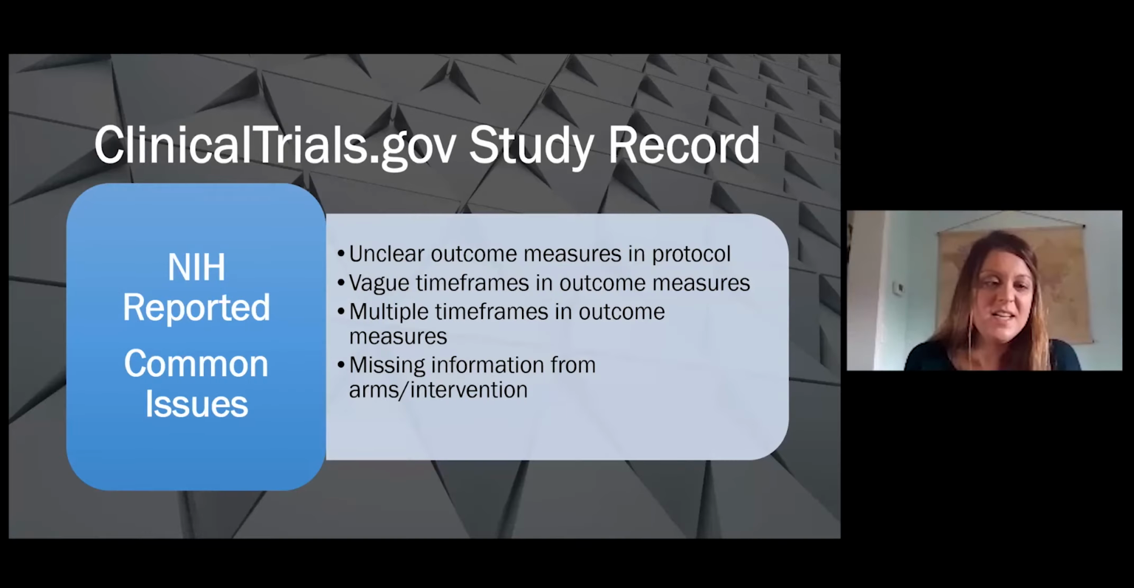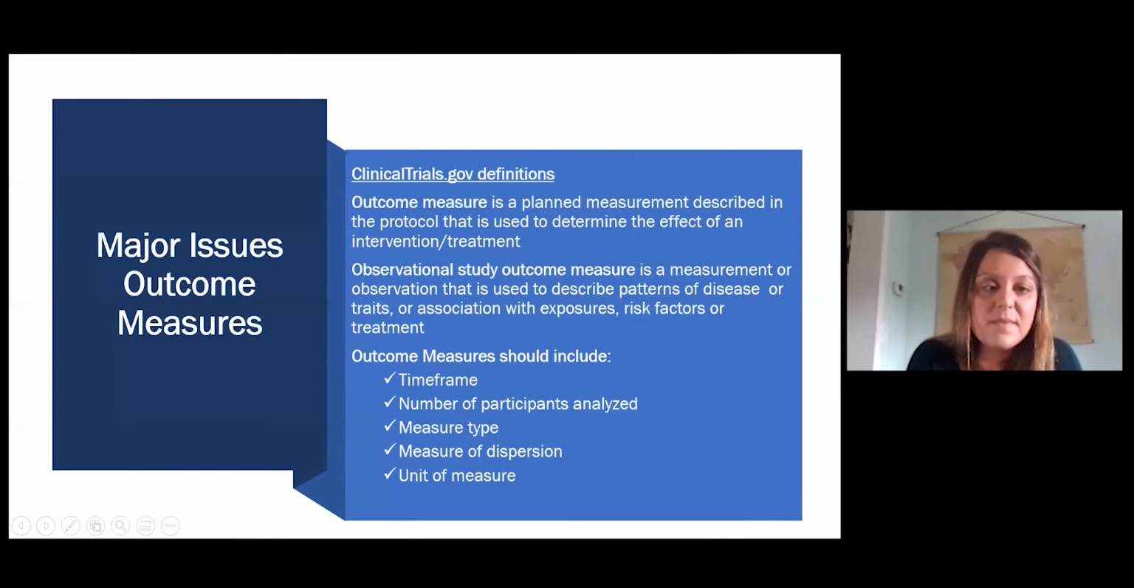So the NIH recognizes that there's some issues that are common among the records that they see, and they listed them as unclear outcome measures in the protocol, vague timeframes in the outcome measurements, multiple timeframes in one measurement, and missing information in the arms intervention part of the study record. So I started with the outcome measures, not because it's the first blank you're going to fill in your record, but looking at it more from a nursing perspective. I looked at the outcome measures as your overall measurement, the reason why you're doing the clinical trial. And then the arms and interventions are how you're going to get to those outcome measurements.